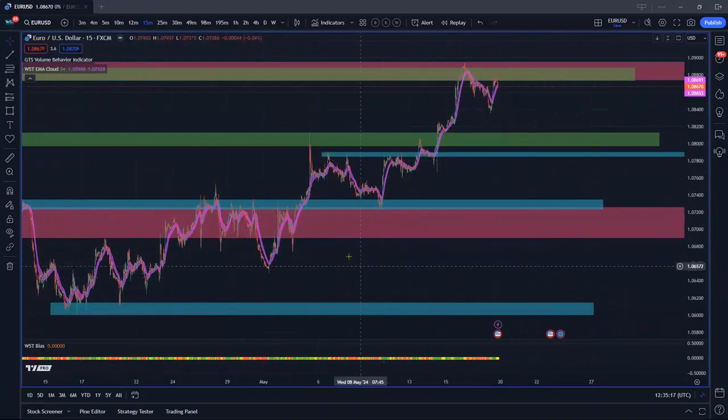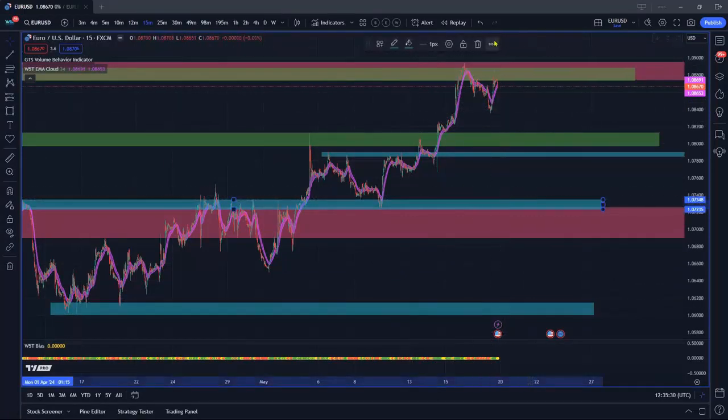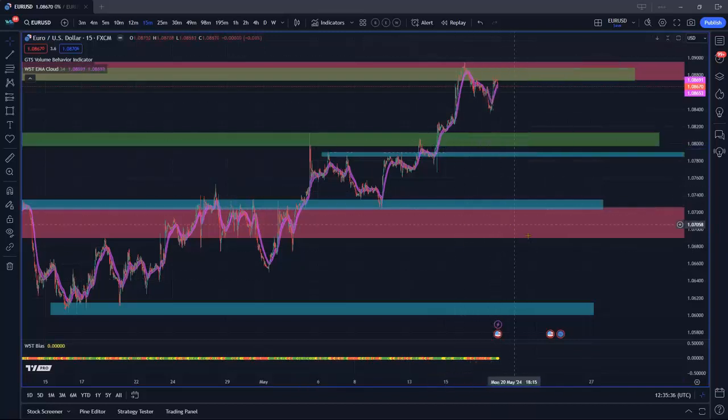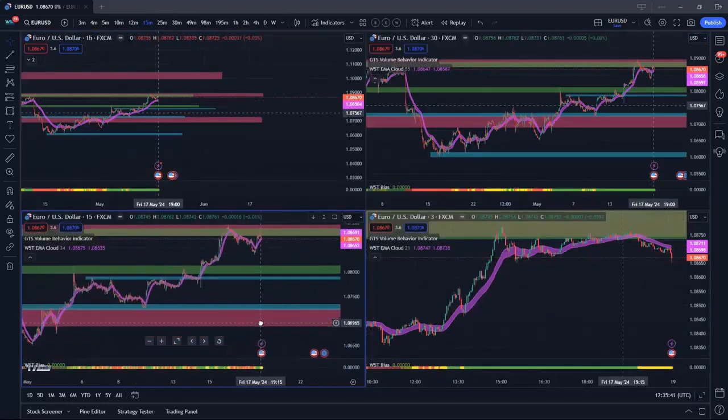Do we have anything in the last week or so? No, the 30-minute really takes care of that. We've got some clustering here, and this pivot doesn't really add anything. So that's the 15-minute. Want to make sure that we do sync in layout as well on all of these. Okay, they're all done. So now we have our operational landscape for trading the 15-minute.